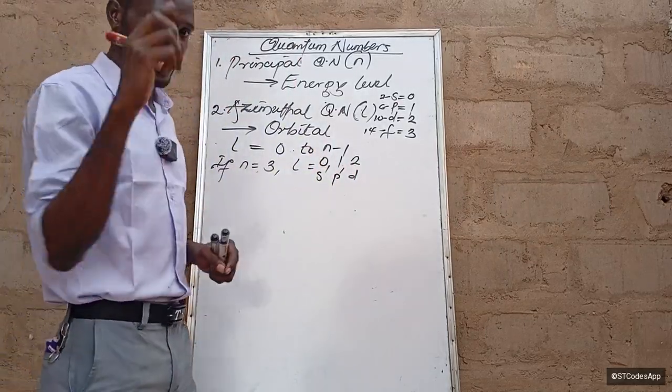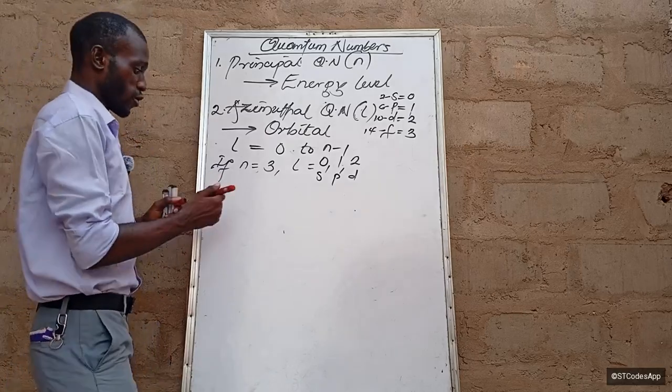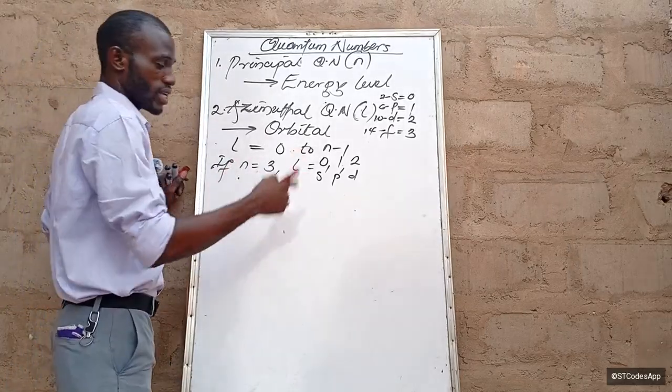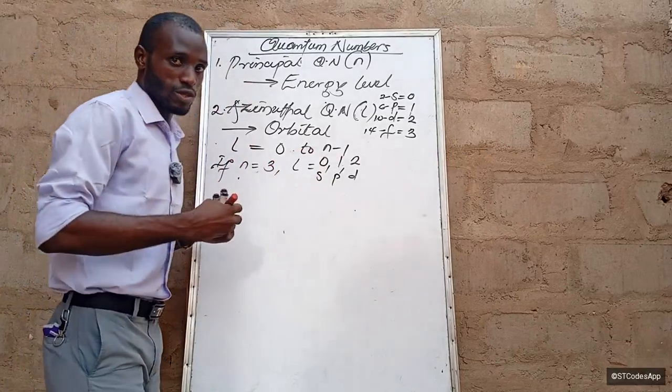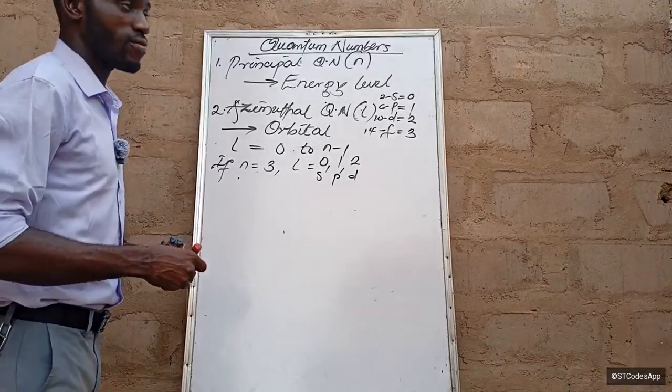And of course, we said n is 3, right? It means it's in energy level 3. And if you remember what I drew for you, 1s, 2s, 2p, 3s, 3p, 3d, you see that there are 3 orbitals inside the third energy level.